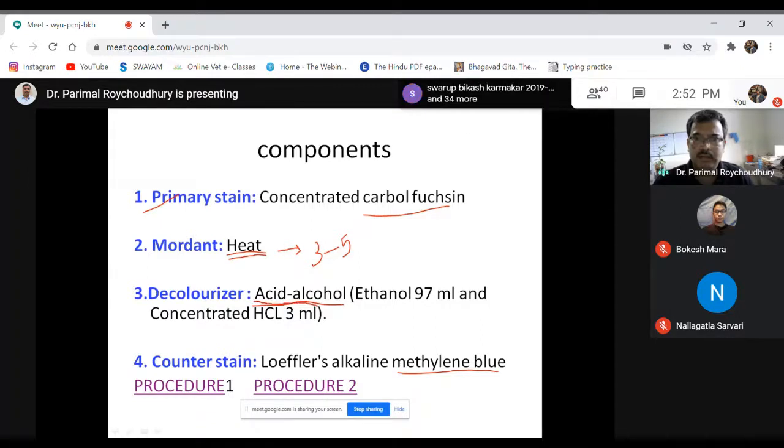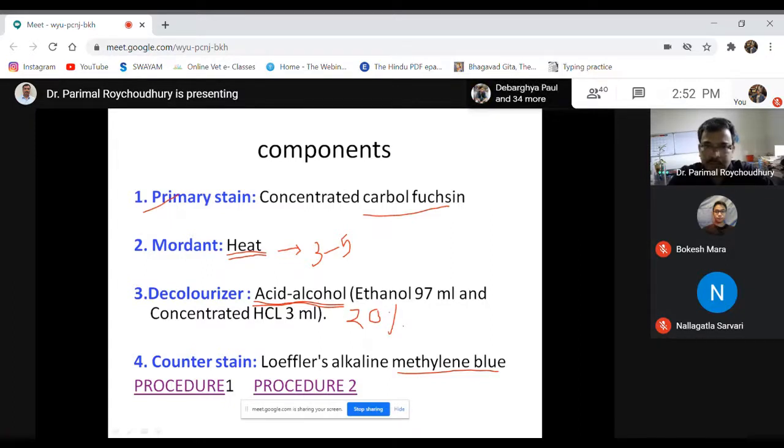As I said, in gram staining the alcohol itself acts as a decolorizing agent, but here we use a mixture of 97% ethanol and 3% hydrochloric acid or sulfuric acid. Any one we can take. There are certain procedures where instead of acid alcohol, they simply use an acid solution, 20% sulfuric acid, for decolorization. There are some modifications, and laboratory-wise these variations exist.